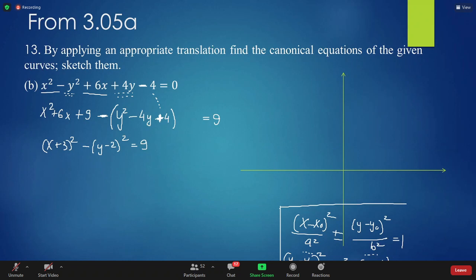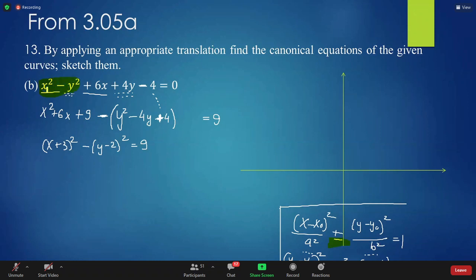So in principle, I could have told you from the very beginning, this looks very much like a hyperbola because we have x squared with a plus sign and y squared with a minus sign. So judging by the general equation of a hyperbola, I should have a hyperbola because I have positive x squared and negative y squared.